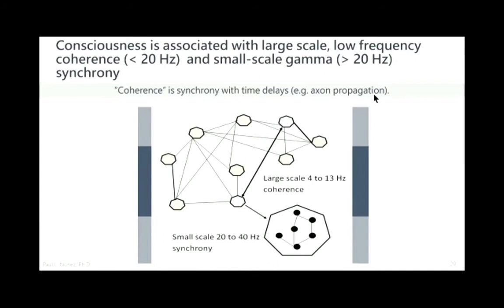So here we have a large network where coherence between different parts of this network provides one signature of consciousness, or one signature of mental activity of some sort. And at the same time, we have small-scale gamma synchrony occurring within each one of these large-scale nodes.